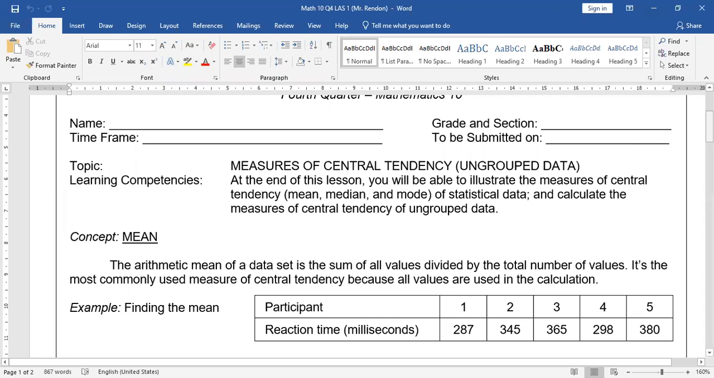So we'll be encountering all of these starting this quarter until you reach grade 11. You'll still have your statistics subject in the second semester of grade 11. Okay, so let's now go to the actual topic. This is the measures of central tendency for ungrouped data. So we assume that all of the data presented here are ungrouped, meaning they are raw data, not yet treated, not yet arranged, just raw. The first one is the mean. The mean is similar to your average or your arithmetic mean. We discussed this in the first quarter, the arithmetic mean or your average.